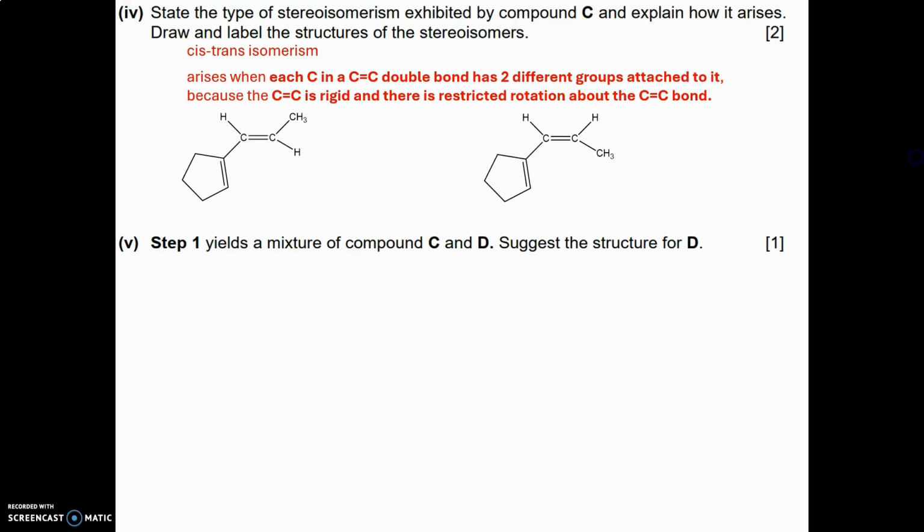So if your 2 groups are opposite side, in this case your 2 H atoms are opposite, it will be trans. If your 2 H atoms are on the same side, it will be cis.